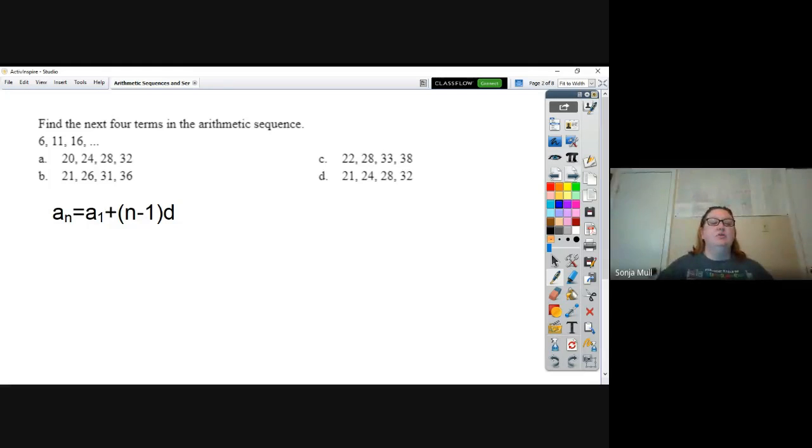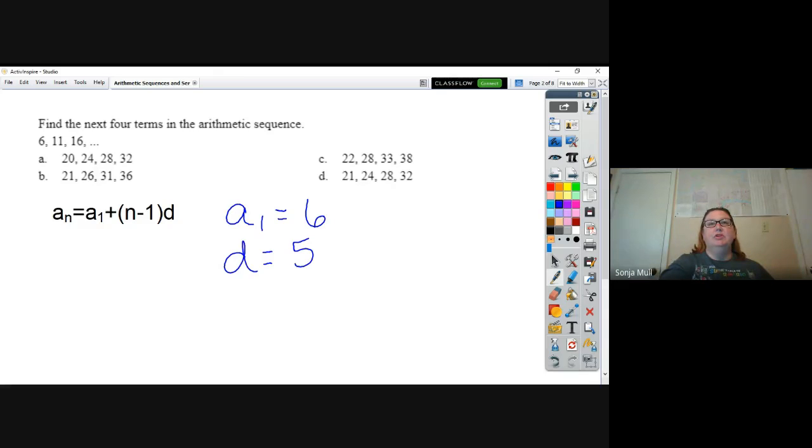Really what I need to know is what my first term is. My first term is 6. And I need to know what my common difference is. What am I adding or subtracting each time? So 6 plus 5 is 11, and 11 plus 5 is 16. So that's my common difference.